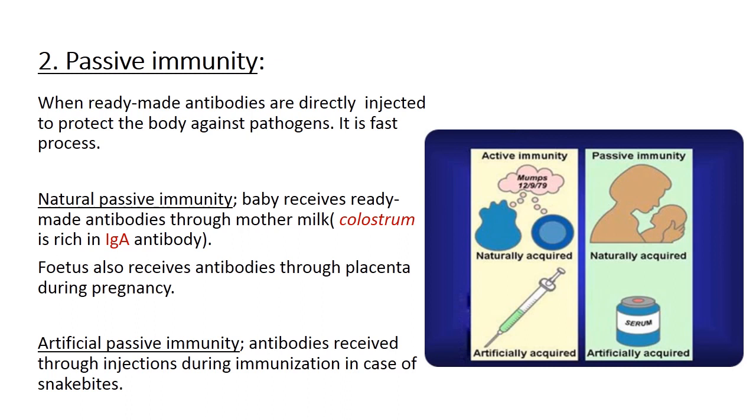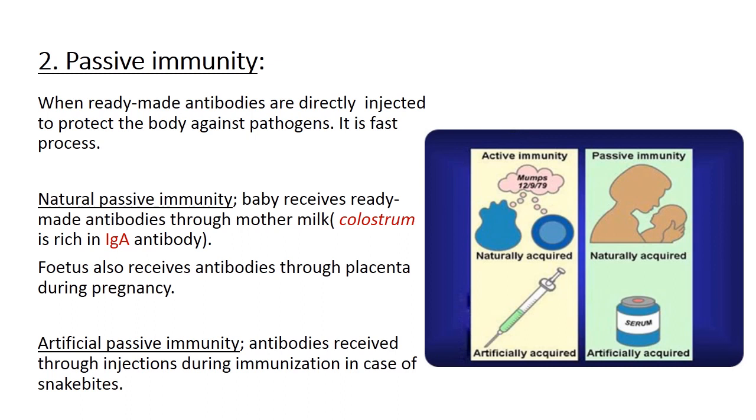And one more is the artificial way of passive immunity. The best example is snake bites. In this case, snake venom is directly injected, so you will not have much time to wait for the natural production of antibodies. So how do they treat the patient? They will inject antitoxins. This antitoxin will destroy the snake venom. That means it will fight against the snake venom. It will save the life of the patient.